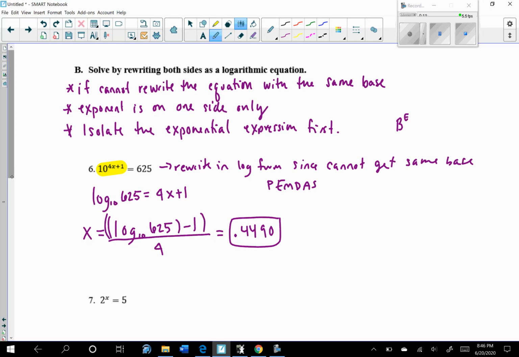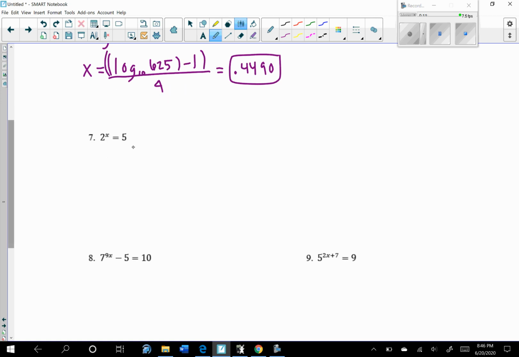Looking at the next one, same thing. I cannot make the bases the same because I know 2 to the first is 2, and 2 squared is 4, and 2 to the third is 8, and 5 is in between 4 and 8, so therefore we're going to use logs to solve. So rewrite this in logarithmic form. Log base 2 of 5 is equal to x.